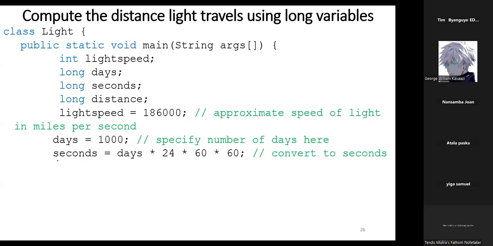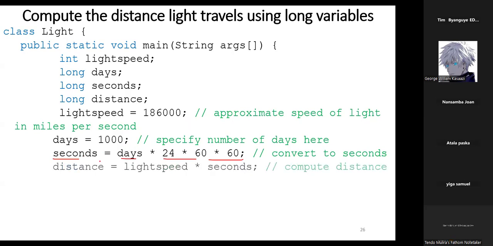Okay, and so seconds, we convert these days to seconds. We know how to do the calculation. And then we do distance being the light speed times seconds. Well, worry not about what the program means, as in what you are trying to compute. The important thing to note here is the usage of the data types, okay? And they are used pretty much the same way as in other languages.